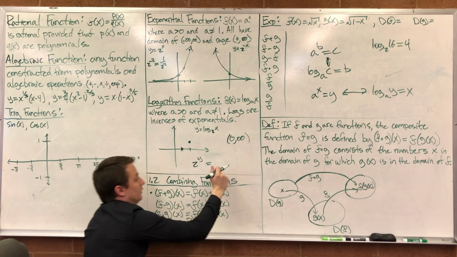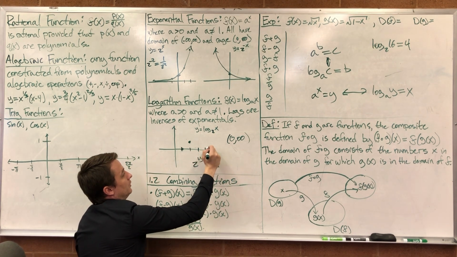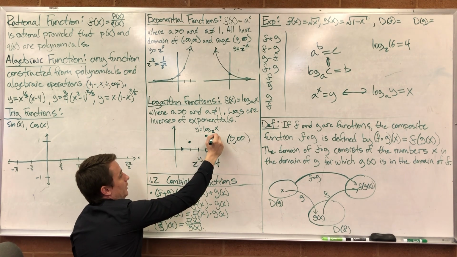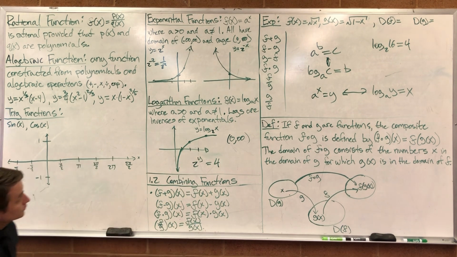What about when x is 4? Then y is 2. So by the time we get to 4, it's going to shoot off the chart. So this thing is going to look like this, and get closer and closer to 0, and never actually get all the way to 0.